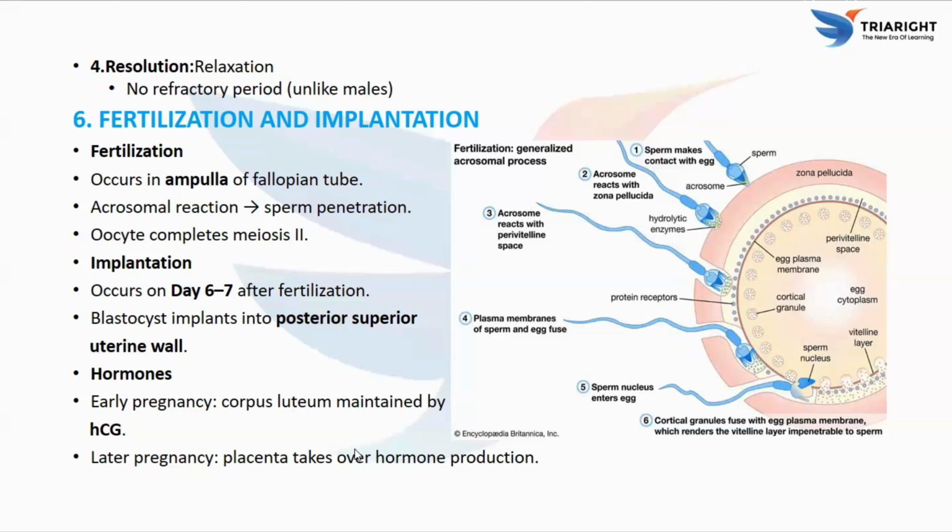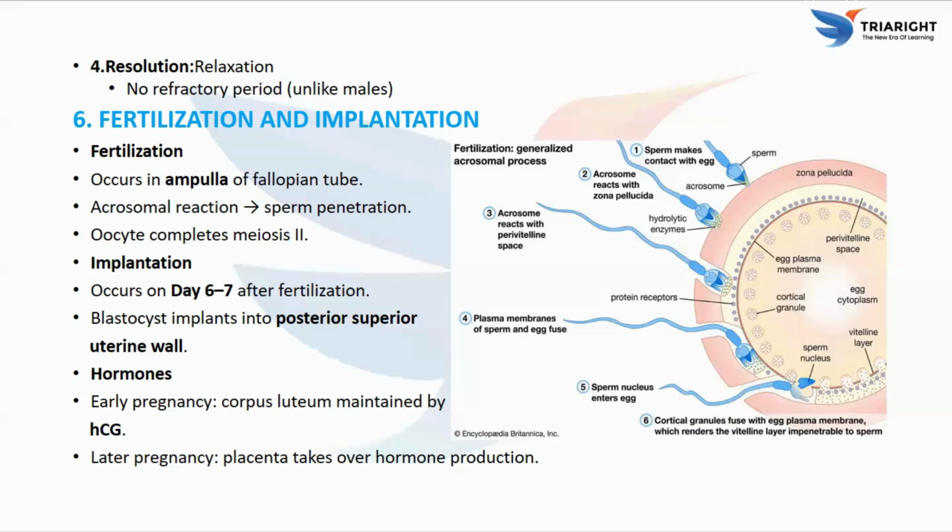So what is implantation? After fertilization, the zygote begins traveling down the fallopian tube. So where does this implantation occur? It happens in the posterior superior wall of the uterus. So this area is thick and well supplied with blood, best for nourishment of the embryo.